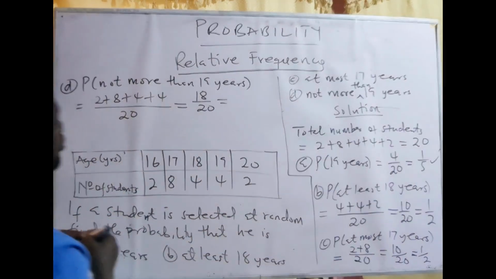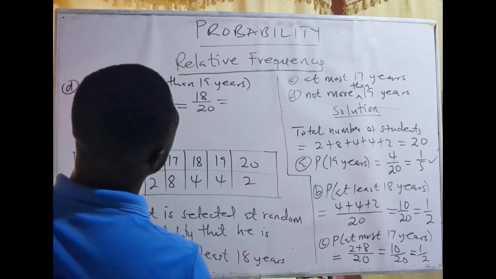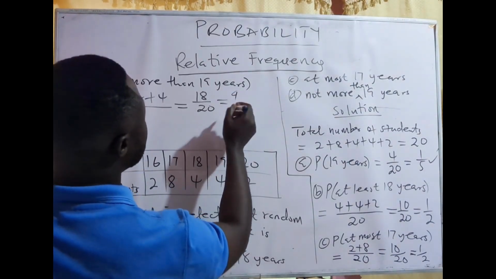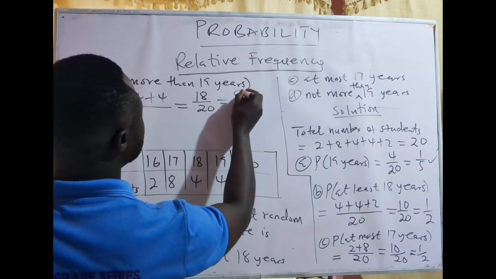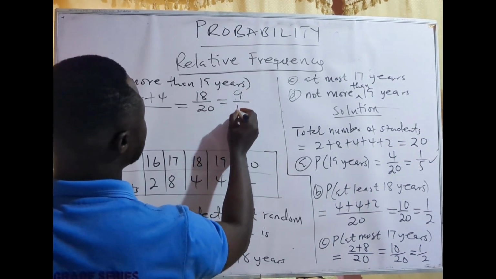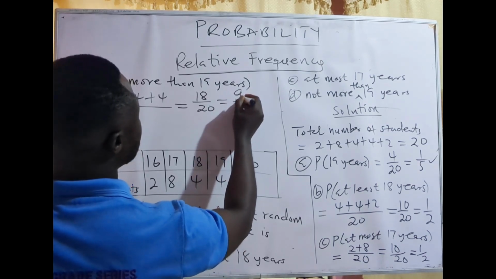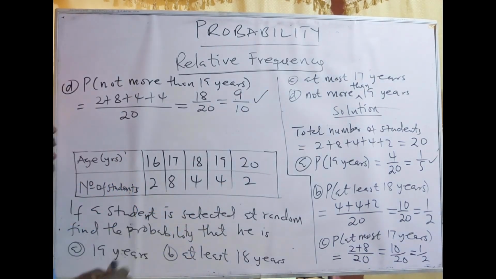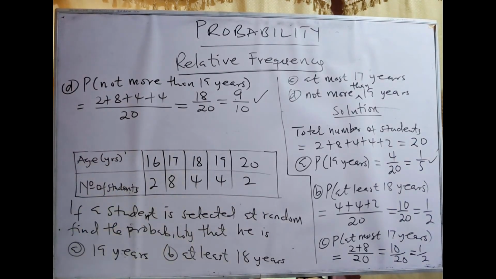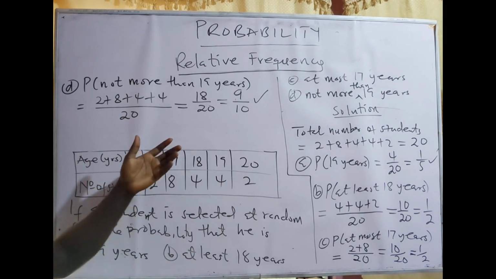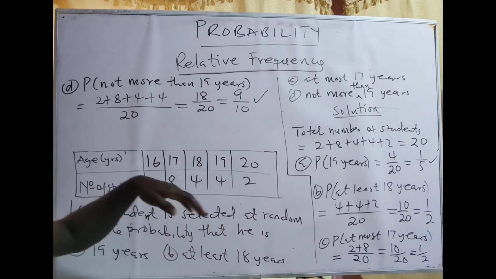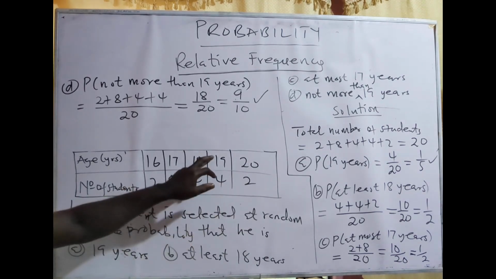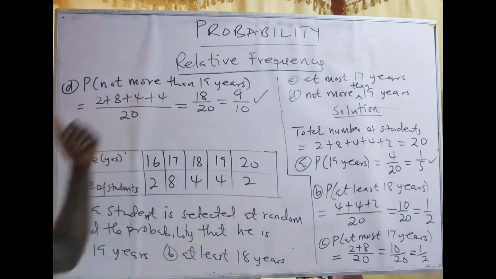18 over 20: 2 goes into 18 nine times, and 2 goes into 20 ten times. So the probability is 9 out of 10. So our probability of not more than 19 years is 9 out of 10. Sometimes the question can even ask you for not less than. Not less than is also like at least. It means that value or more.